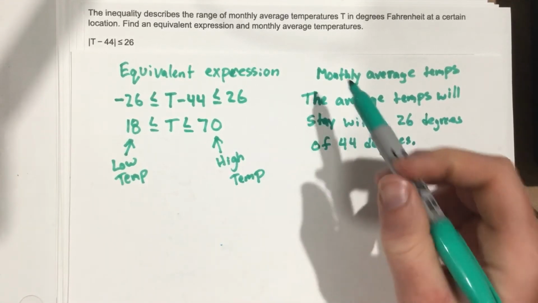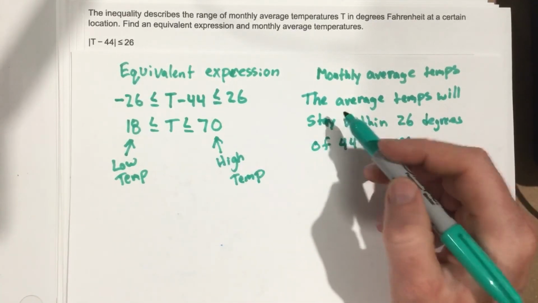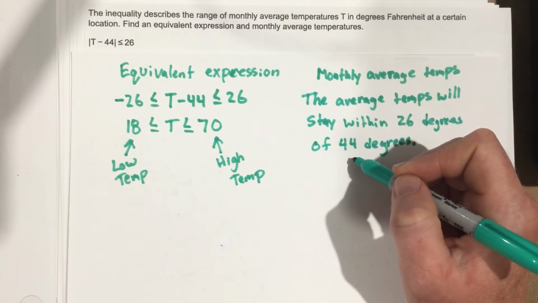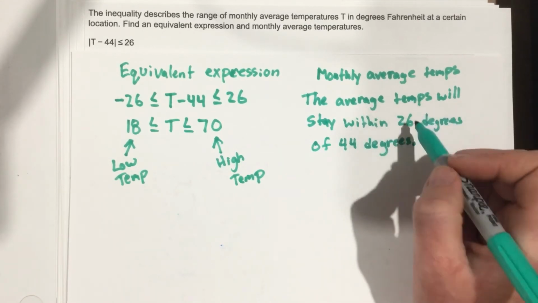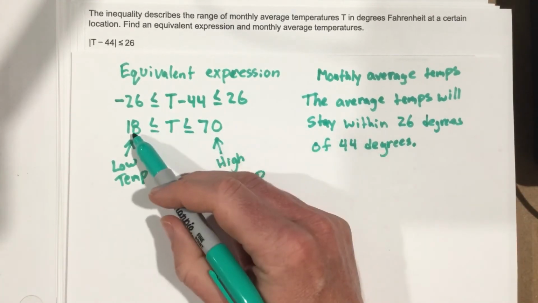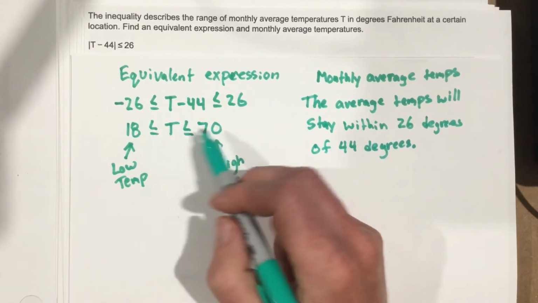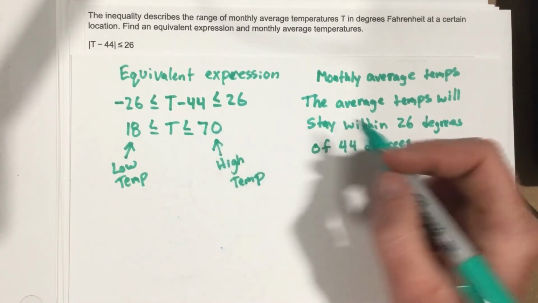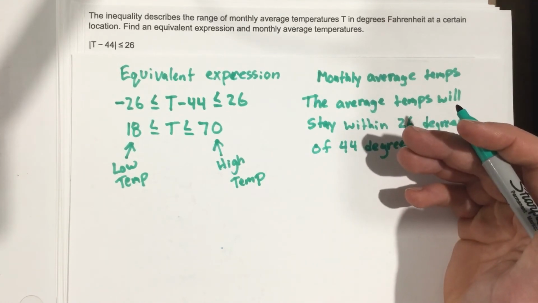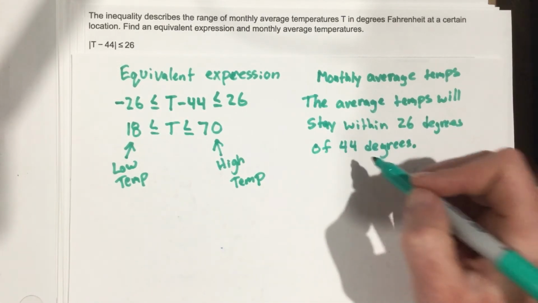Meaning, when you have a month go by for this certain area, when they go through and add up all the temperatures for that month, those averages are going to be within 26 degrees of 44 degrees. So 44 degrees is the exact middle between 18 and 70, right? So you'd think that 44 degrees is like the average temperature for the month. That's the typical, maybe over 100 years.